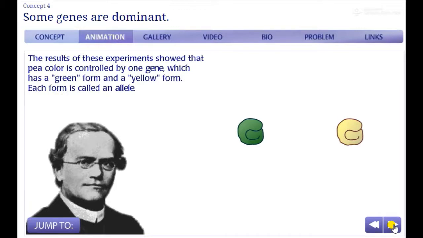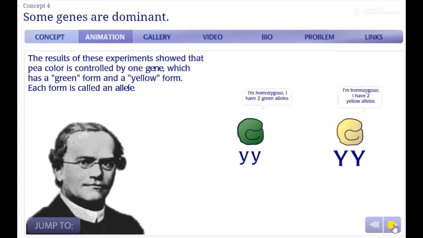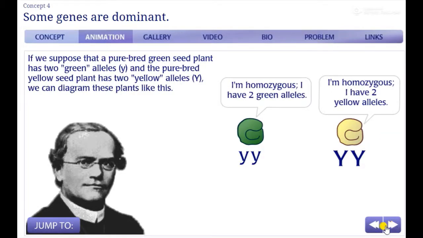The results of this experiment show that the pea color is controlled by one gene, which has a green form and a yellow form, and each form is an allele. When it is a purebred green seed plant, it has two green alleles, that is, small y and small y, and hence it is considered homozygous. When it is yellow, it has two alleles, capital Y and capital Y, and that is what is being depicted here.